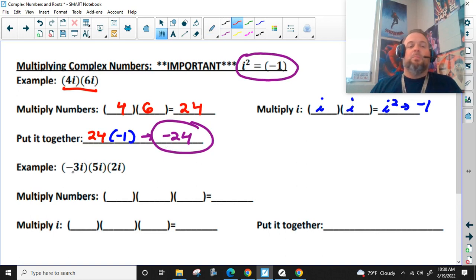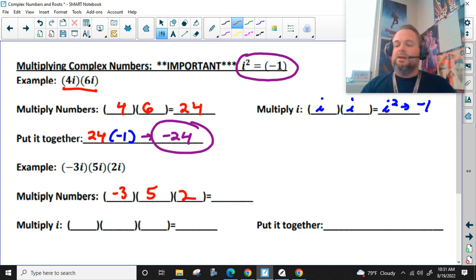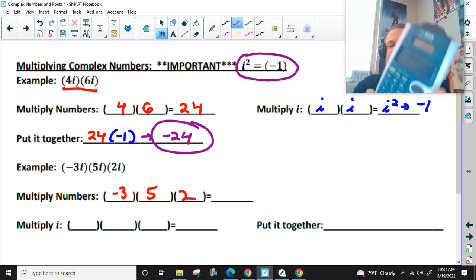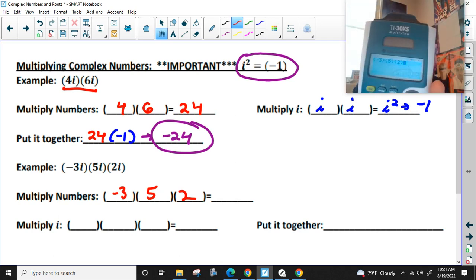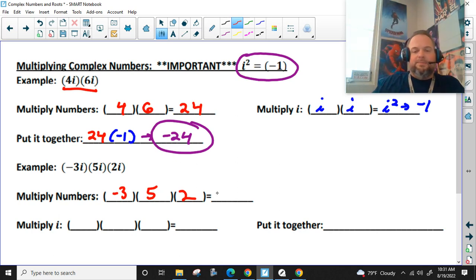Okay. All right. So let's look at this second example. Same thing. Multiply the numbers: -3, 5, and 2. Now, again, I have this written as you would enter it in your calculator, with the negative in the parentheses, because, yes, that matters. All right. We get -30.